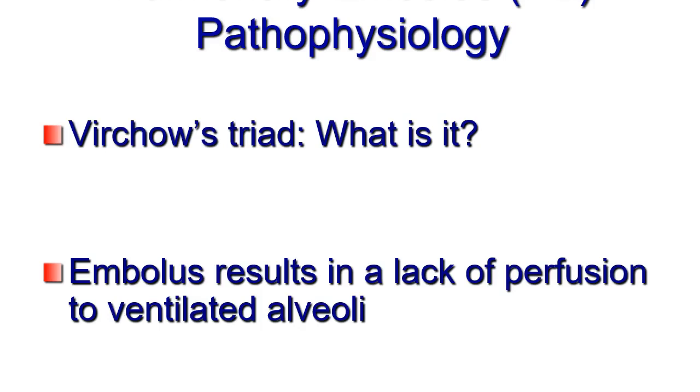And then the third leg of the triad is damage to vessel walls, so trauma to the blood vessel walls. So it could be surgical traumas, it could be motor vehicle accidents or other types of traumas to blood vessels. The fact that you've had a previous DVT has caused damage to your blood vessel, and that will cause you to be at a higher risk of developing a DVT in the future.